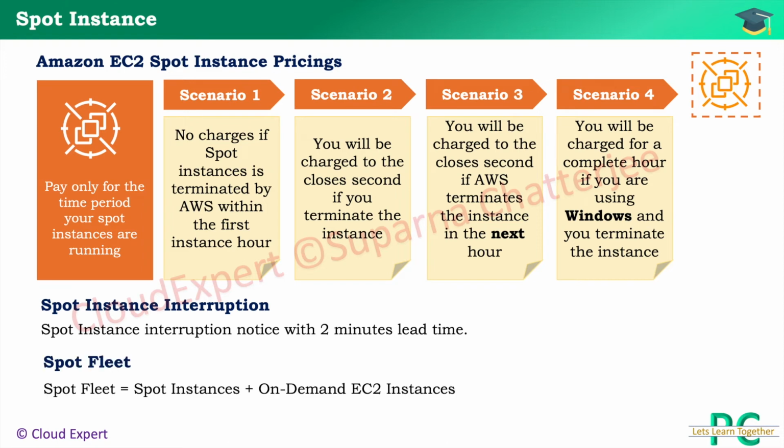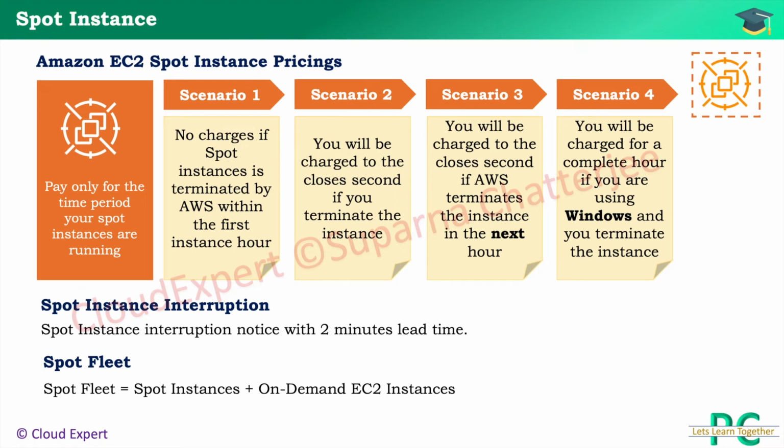Now, let's understand spot fleet. Spot fleet is a set of spot instances and optionally on-demand instances that is launched based on criteria that you specify. The spot fleet selects the spot capacity pools that meet your need and launches spot instances to meet the target capacity. By default, spot fleets are set to maintain target capacity by launching replacement instances after spot instances are terminated.